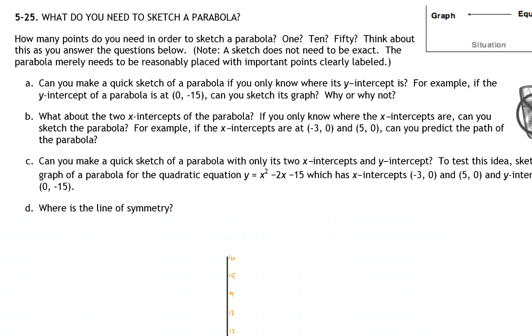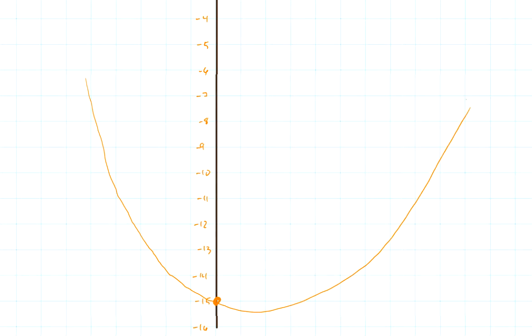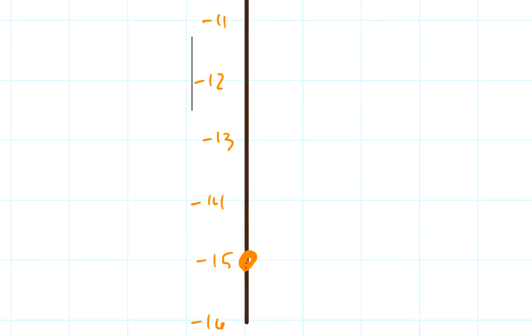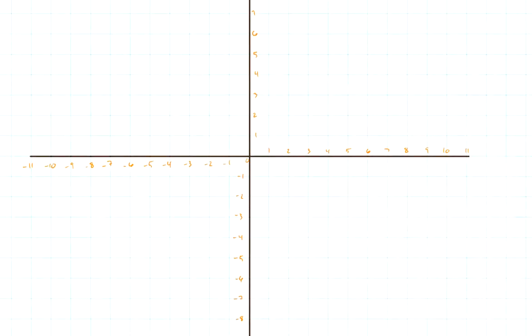Can you make a quick sketch of a parabola if you only know the y-intercept? For example, if the y-intercept of a parabola is at (0, -15), can you sketch it? So if I'm here at (0, -15), is that enough? I would have to say no, that's not enough, because I have no idea what this parabola is doing. I don't know if that's the vertex or just a point. I don't know if it's opening upwards or downward. A y-intercept alone is not enough information to graph a parabola.